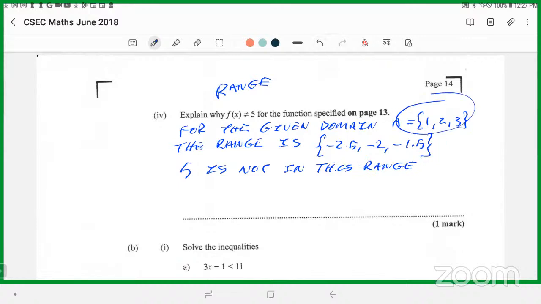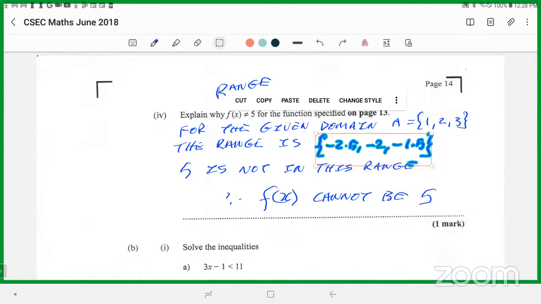This domain gives you this range. 5 is not in the range. So therefore, f of x cannot be 5, because 5 is not in it. This is the range of f of x. Let me shift this over and write. The range is f of x equals this.